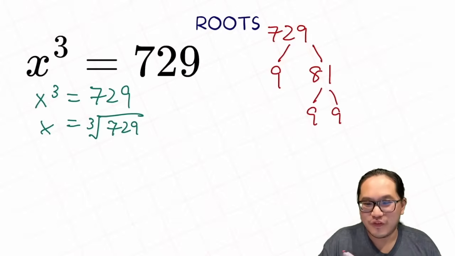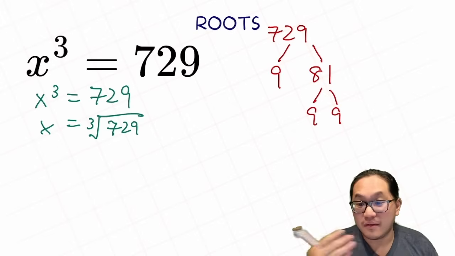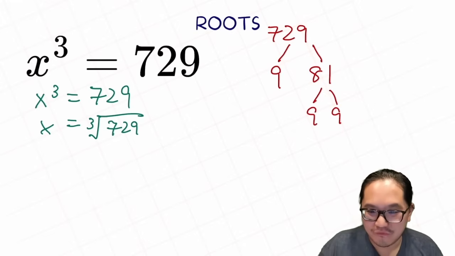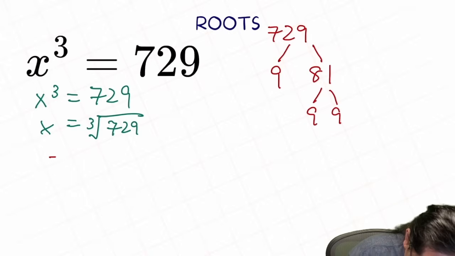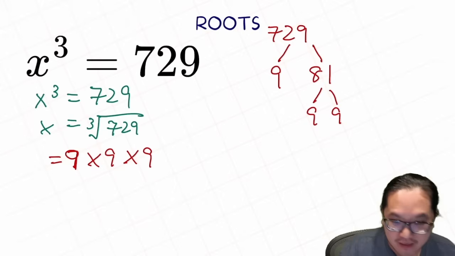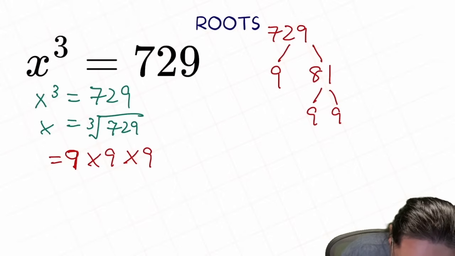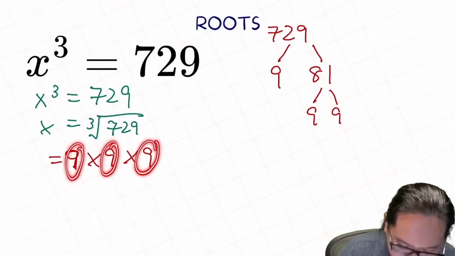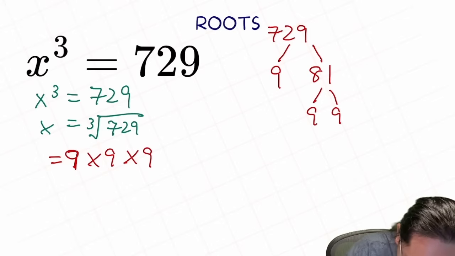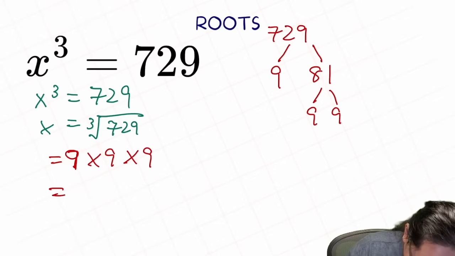It's just that I'm familiar with more numbers. You can start by dividing by 3 first, and that works too. But for me, I already know that we can divide it by 9. So 729 is just equal to 9 multiplied by 9 multiplied by 9, right? And this 3 indicates that we need to break it down into 3 parts, right? So one part here, one part here, one part here. So the final answer for x is equal to 9.